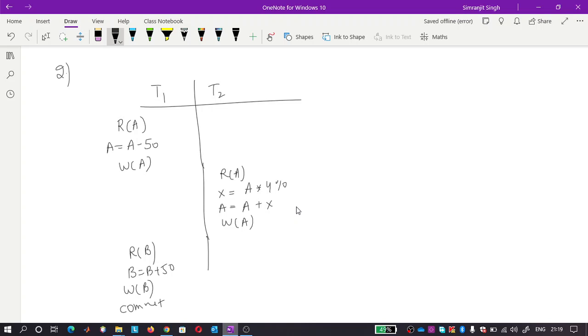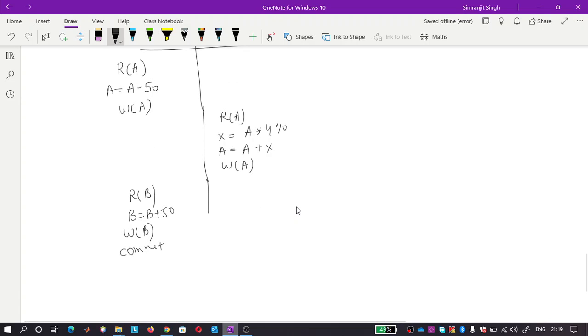So what happened here? Again, take whatever value you want. I'm starting the value of A as 100. Here it is updated to 50, and suppose the commit is not yet done. In this case, when we have updated the value of A to 50, T2 now reads the value of A as 50. Now it is 4% of 50, which I think is 2, so it will be 52.